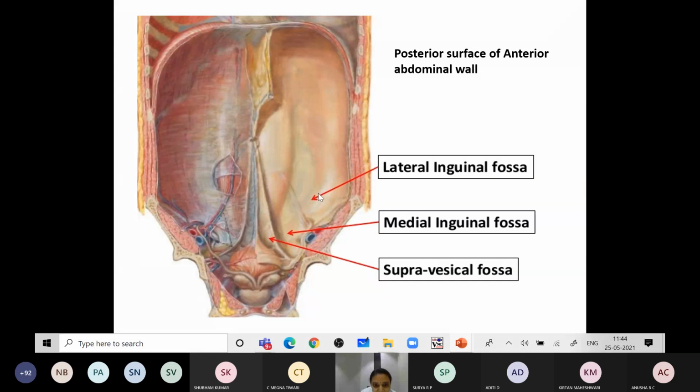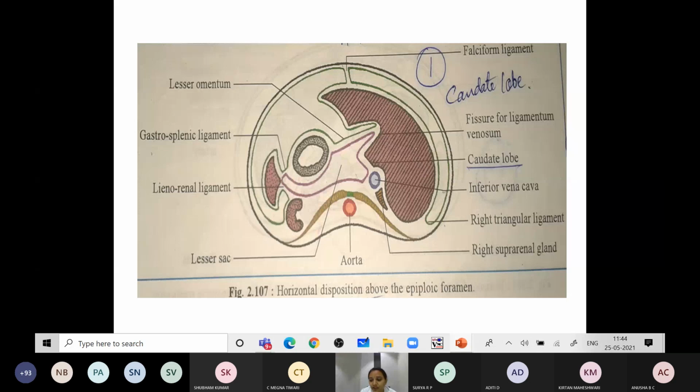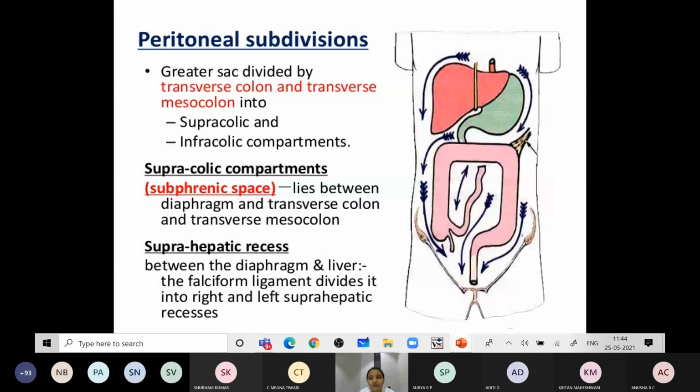Lateral to this fold, if the hernia occurs, that is the indirect one, which passes through the deep ring, enters into the inguinal canal, later going downwards. I have told you this because here we can see the medial inguinal fossa and the inferior epigastric vessels beneath the lateral umbilical fold. Here we can see Hasselbach's triangle. Horizontal tracing I am not teaching you because it is not that important.